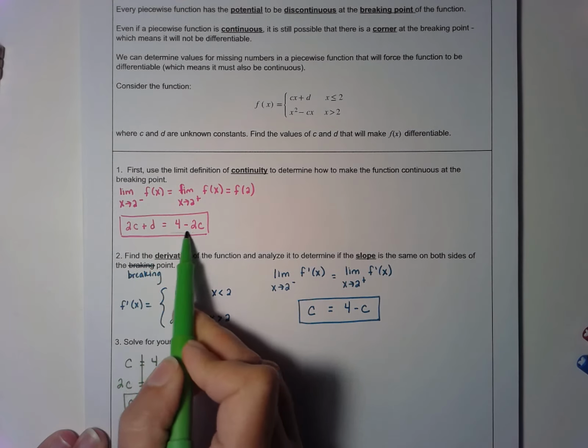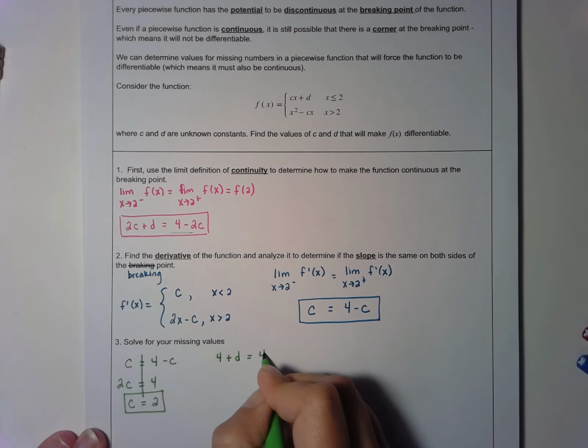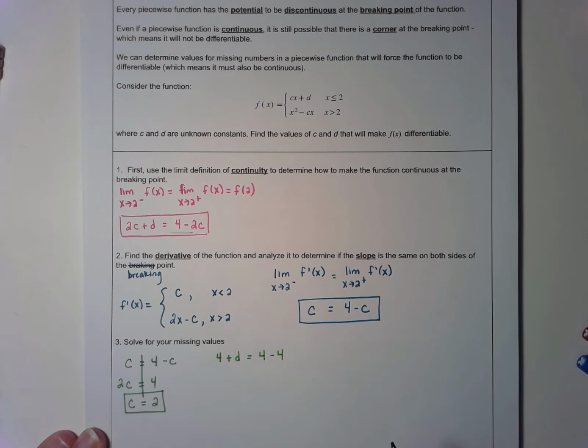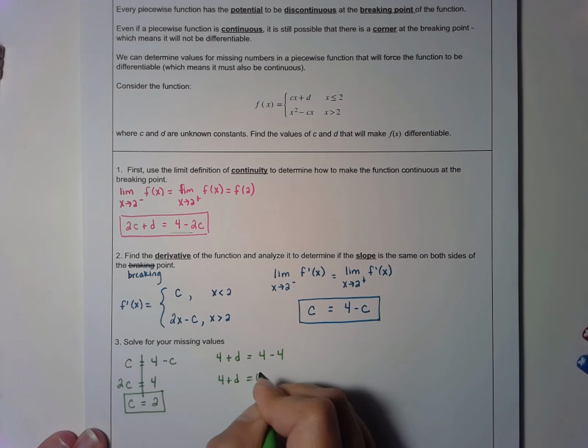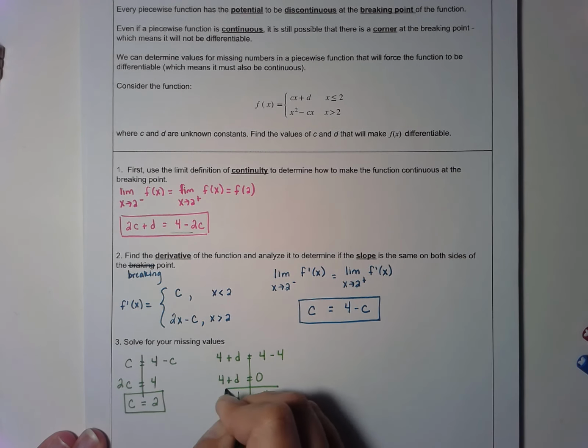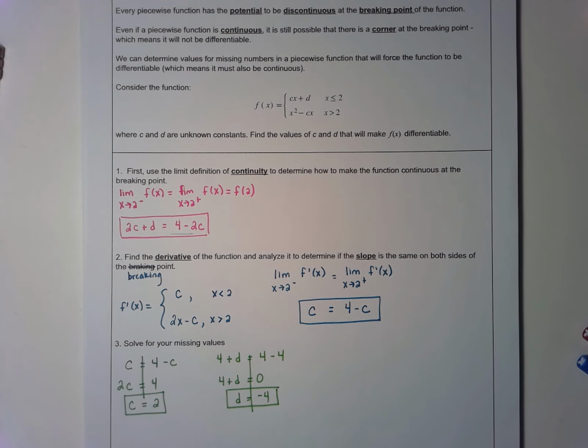Then I can substitute that value into this top equation, which means I get 4 plus d equals 4 minus 4. And now I can solve for d. So 4 plus d equals 0. And if I subtract 4, I get d equals negative 4. So if we use the values 2 and negative 4, I'm going to have a continuous and differentiable function.